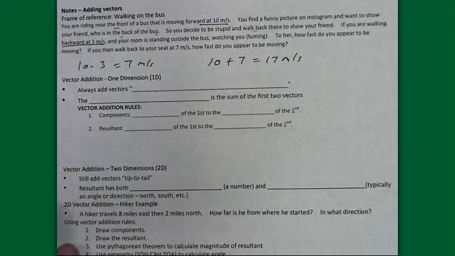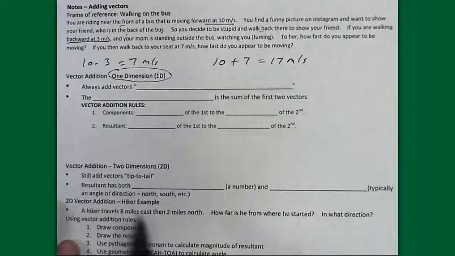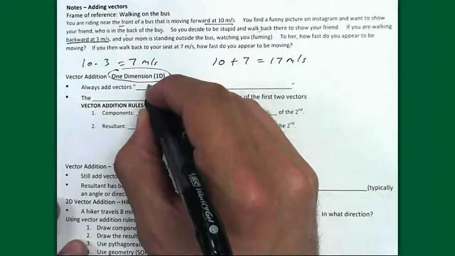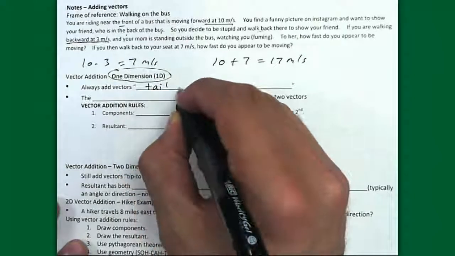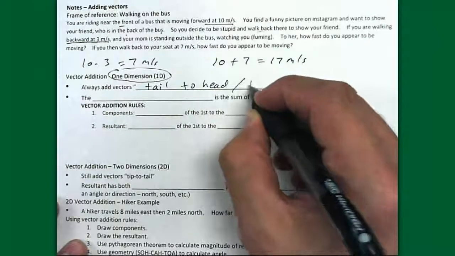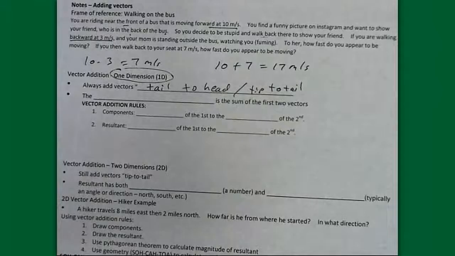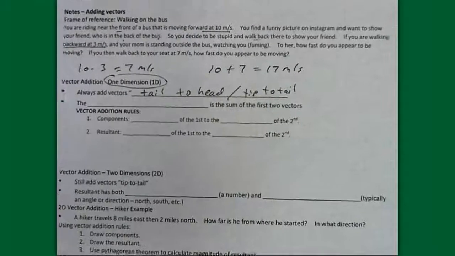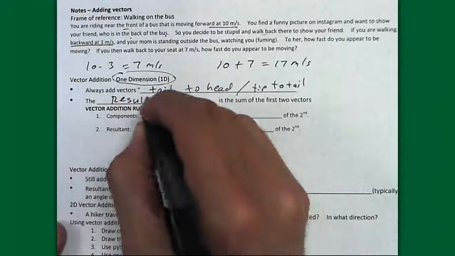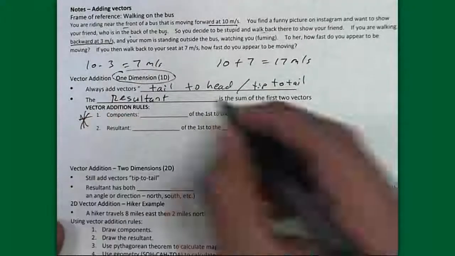Okay, so that's intuitive, but I want to show you how to figure that out using vector addition. I'm going to start out in one dimension, just straight lines forward and back. You've got to know that for vector addition, we always add vectors tail to head, or sometimes this is called tip to tail. Either way, it's the same thing. And you need to know that the resultant vector is what we call the sum of the first two vectors that we add.